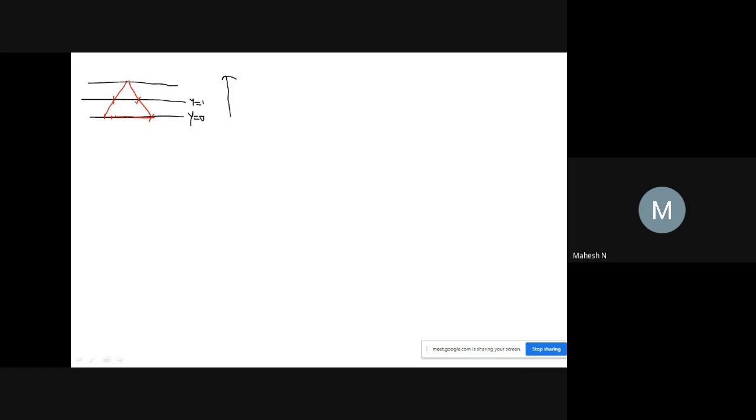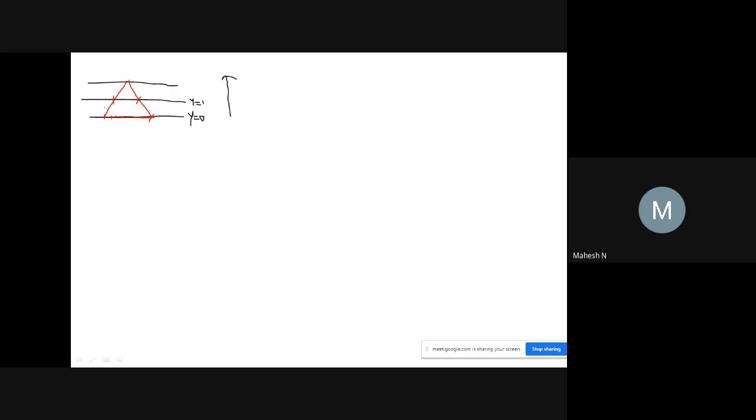What is the difficulty for my computer here? How to find these intersection points? Let me explain how my computer will find these intersection points. It always starts from a bottom up approach. Kindly remember this. It always starts from the bottom up approach.